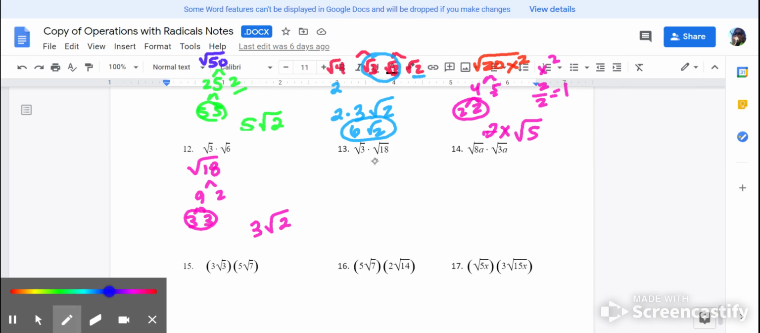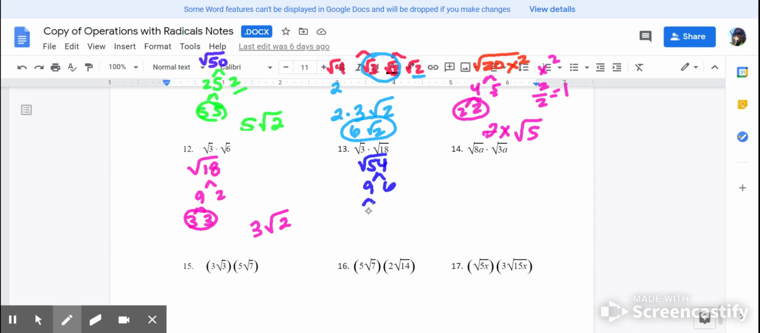Number 13, as I multiply these two, 3 times 18 gives me 54. And I can break down 54: 9 times 6. 9 will be 3 and 3. 6 is 2 and 3. I have a pair of 3's and a 2 and a 3 left over. So 3 goes on the outside, and then 2 times 3, which will be 6, goes on the inside.